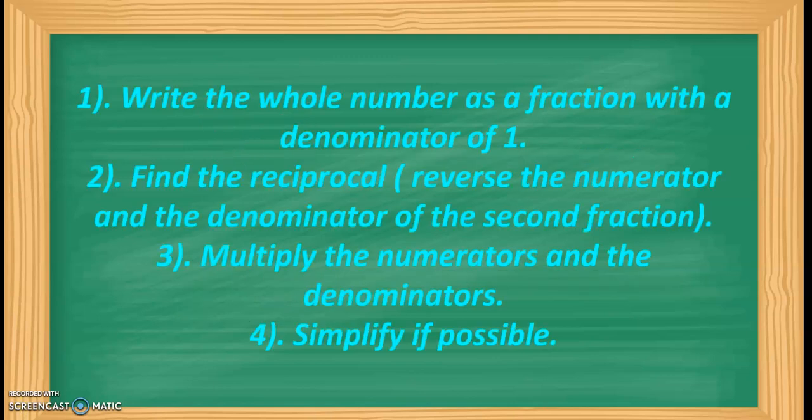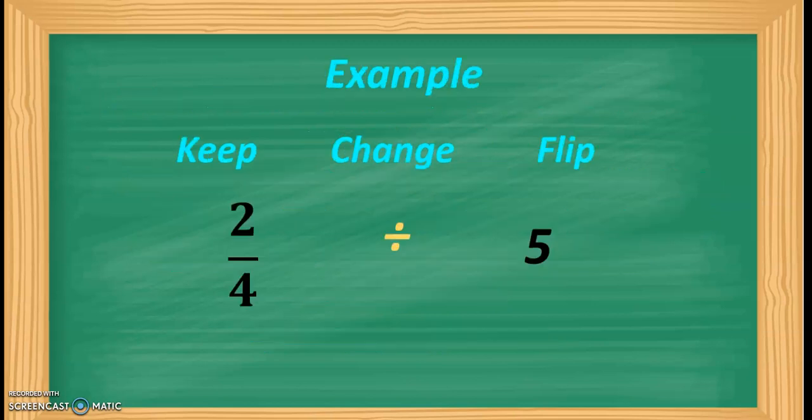How do we divide fractions by whole numbers? The first step, we are going to write the whole number as a fraction with a denominator of 1. The second step, we're going to find the reciprocal. We're going to reverse the numerator and the denominator of the second fraction. The third step, we're going to multiply the numerators and the denominators. And lastly, we're going to simplify if possible.